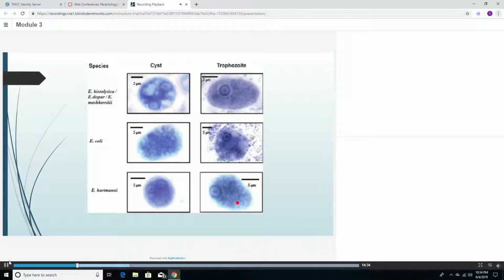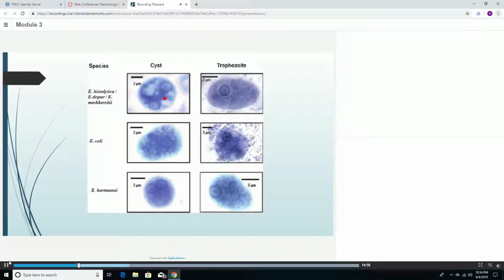And then we look at Entamoeba hartmanni, and you see that the nucleus is a little bit larger than it is for the Entamoeba coli. And then Entamoeba histolytica, there's little chromatin bars, or karyosomes, that you can see around the nucleus, around the outer edge. So it's important that you guys are able to recognize the differences in the nuclei.